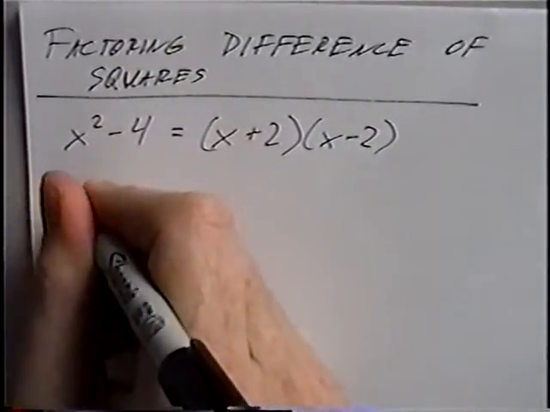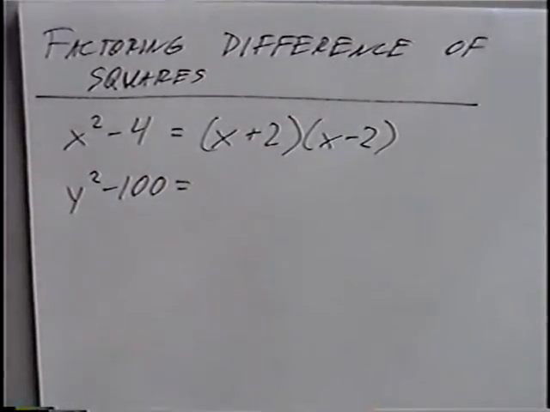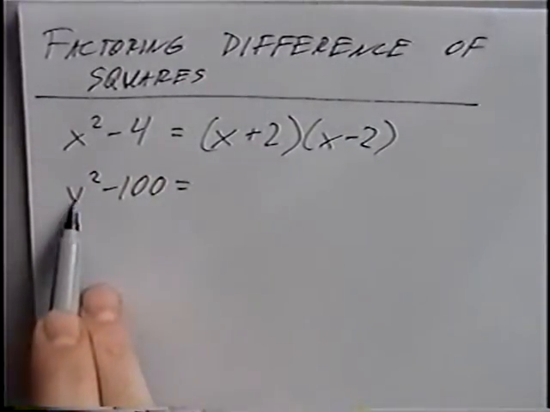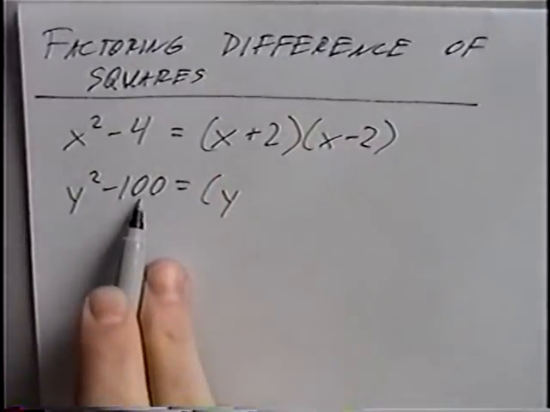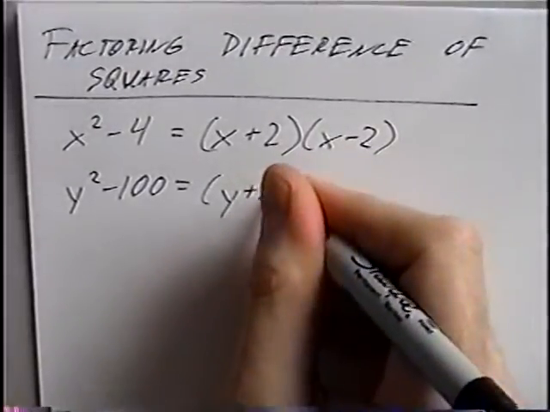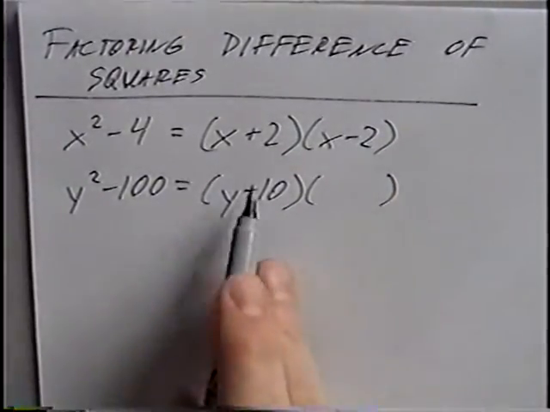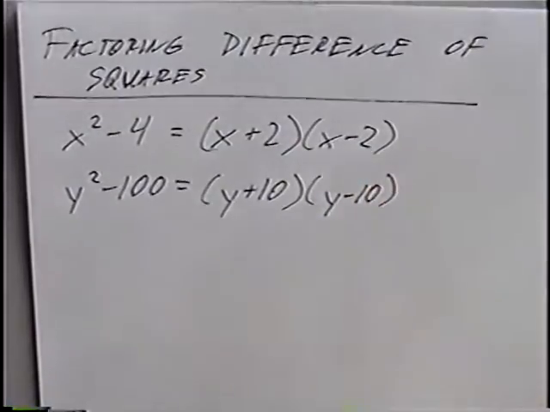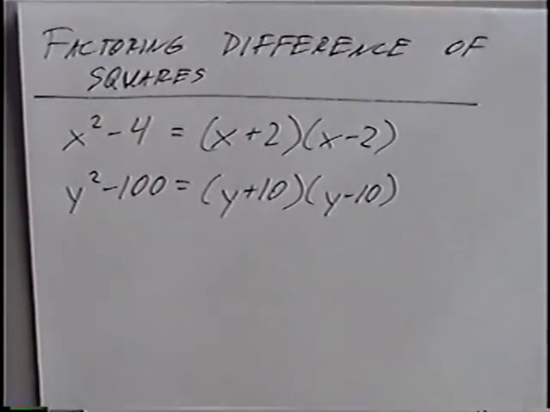Second question, y squared minus 100. Again, to factor difference of squares, take the square root of each term. The square root of y squared would just be y, the square root of 100 would be 10. Second answer, exactly the same, except you change it to a minus 10. If you wanted to, you could switch these parentheses, have the y minus 10 first and the y plus 10 second, and that would be the same answer.